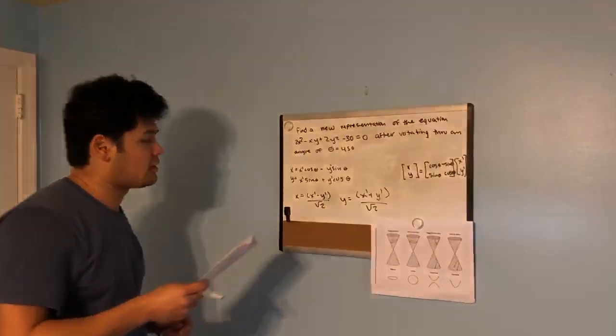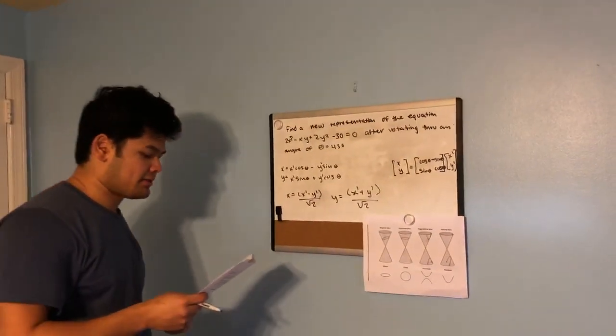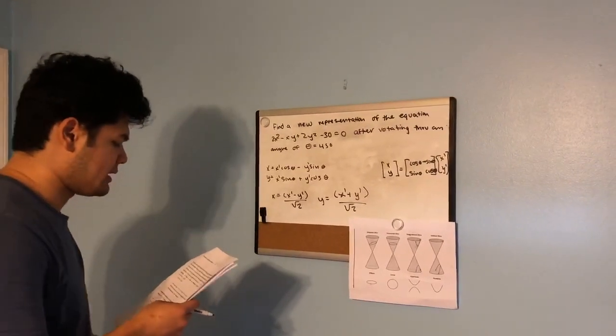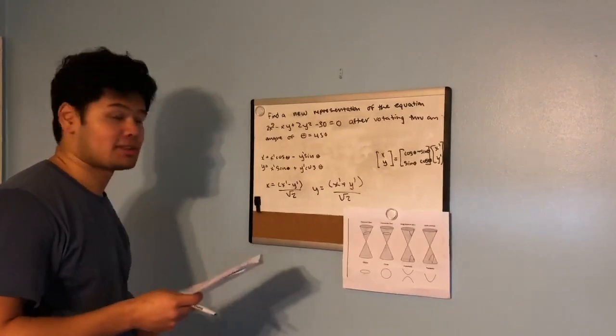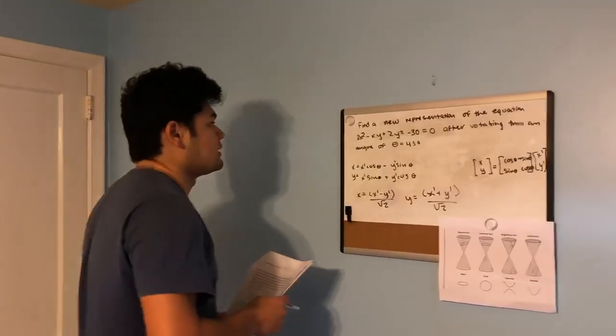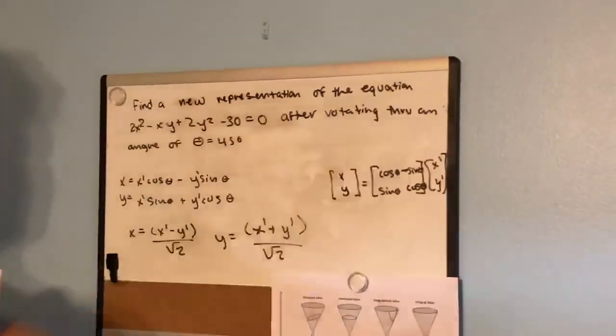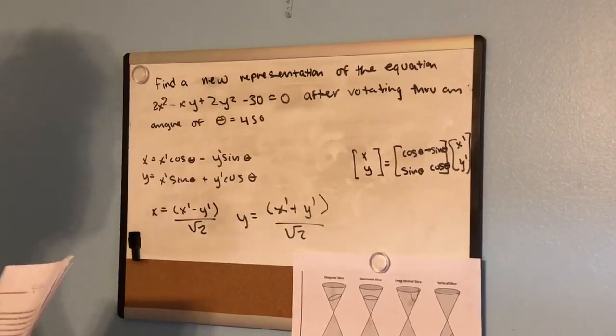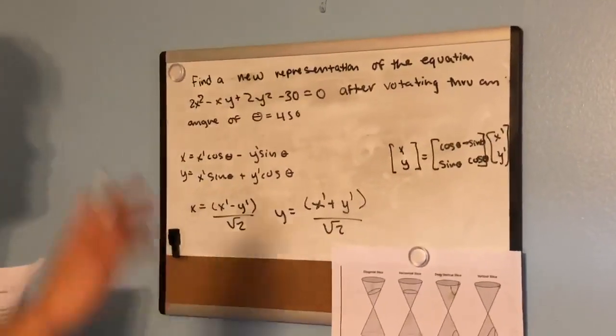So now that we have all this information under our belt, given the equation of a conic, we can find a new representation through an angle. But before that happens, there are a couple of formulas that we need to be aware of. For this problem, we're told to find a representation of the equation 2x squared minus xy plus 2y squared minus 30 equals 0 after rotating through an angle of 45 degrees.